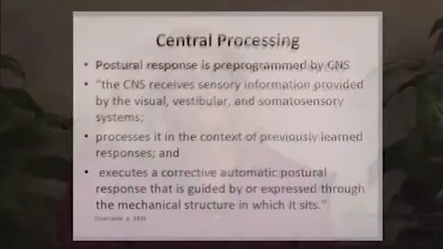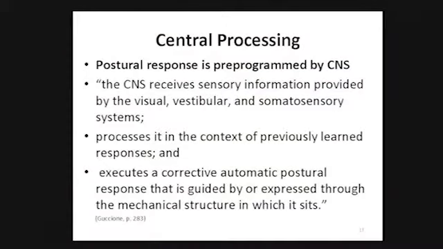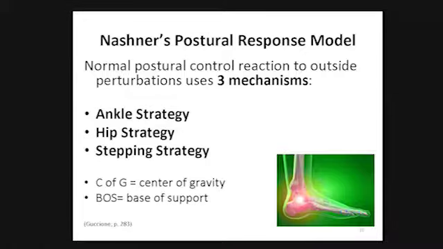Okay, very important. Central processing, what's happening in the brain. As we age, how many people are having TIAs, having strokes, having problems with dementia? Central processing, the brain is not working as well. It has to process the input from all of these other systems. If there's a problem, you're going to be missing some of that automatic postural response.